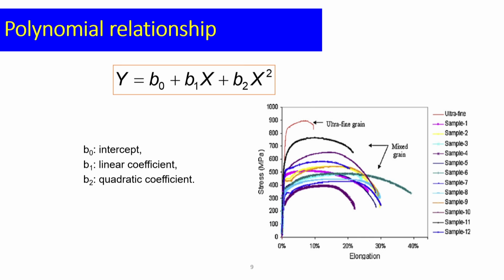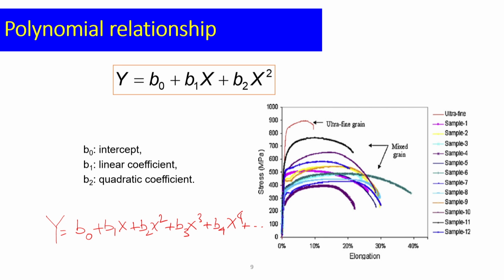You can also add b3 x to the power 3, b4 x to the power 4. What I mean to say is that one can always write a relationship like this: b0 plus b1 x plus b2 x square plus b3 x cube plus b4 x to the power 4 and so on. That is the common polynomial relationship possible between an independent variable x and a dependent variable y. Many of these tests and curves follow such a relationship.